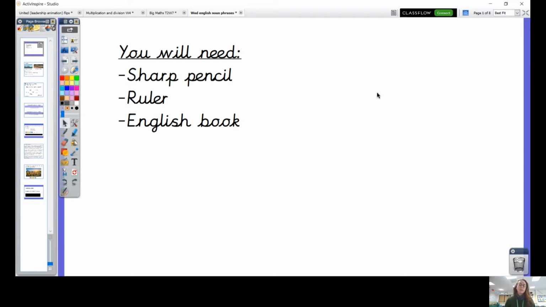So for today's English lesson, you're going to need a sharp pencil, a ruler, and your English book. So it should have lines inside. So if you want to just get those things now ready, and we'll continue.